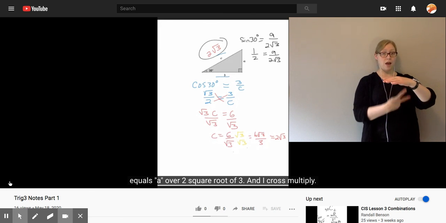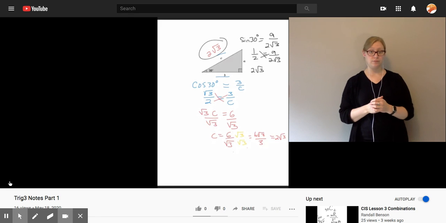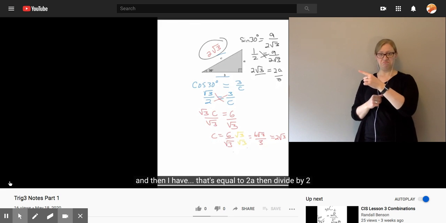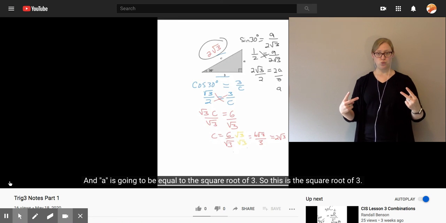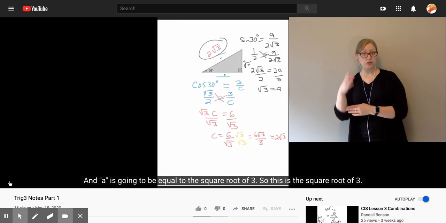And now I cross multiply. So I have 2 square root of 3 times 1. And then that's equal to 2a. Then I divide by 2. And a is going to be equal to the square root of 3. So this is the square root of 3 for a.